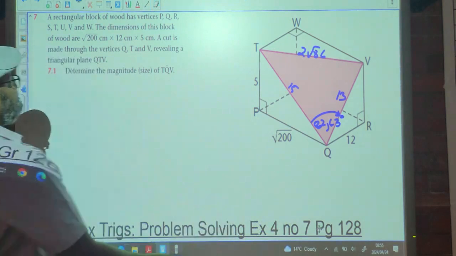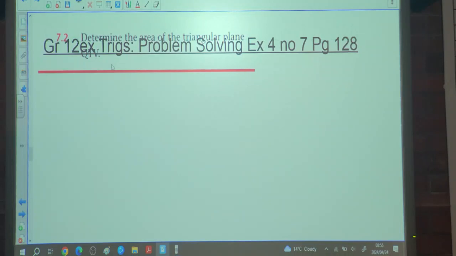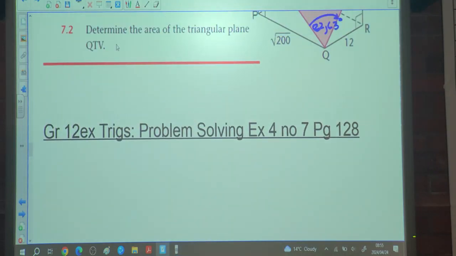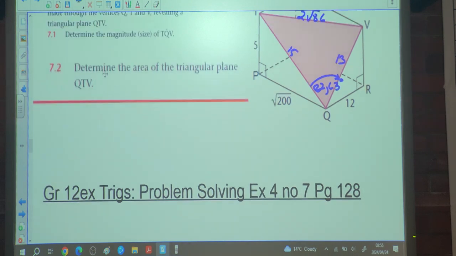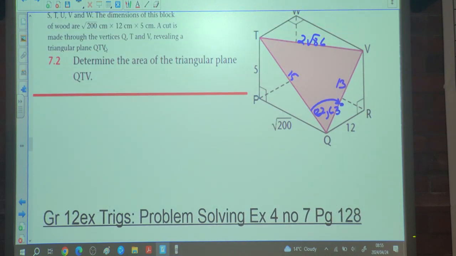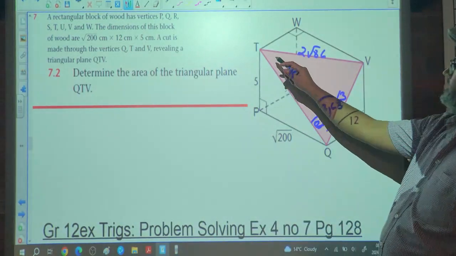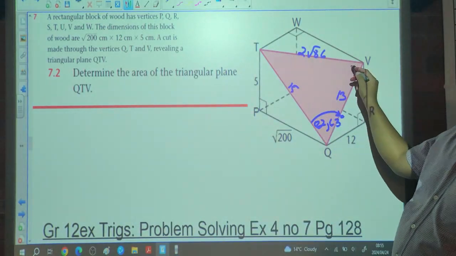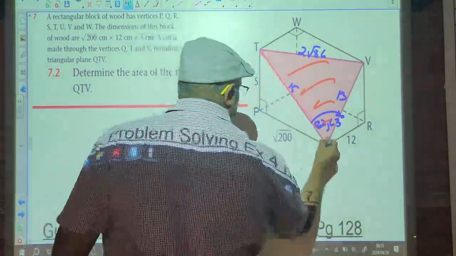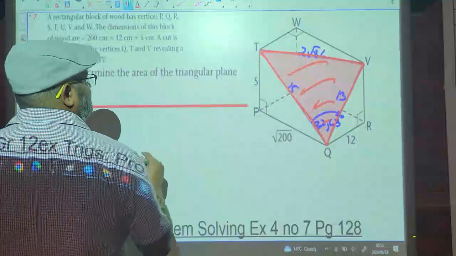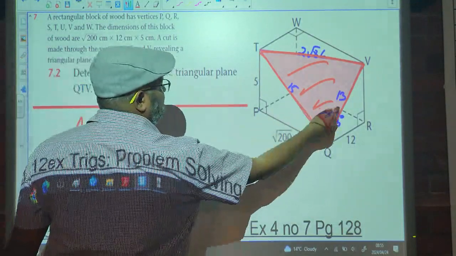Alright, people, and the last question for this exercise was determine the area of the triangular plane. So the area of the triangular plane QTV. So is this here? Not so. So how do you calculate the area, people? What do I need? I need 2 lengths and an included angle. Do I have that? Yes.